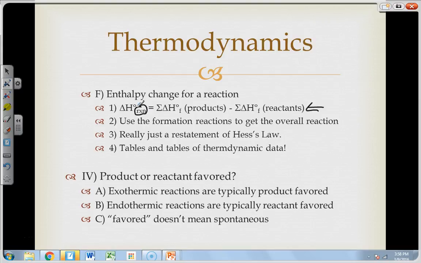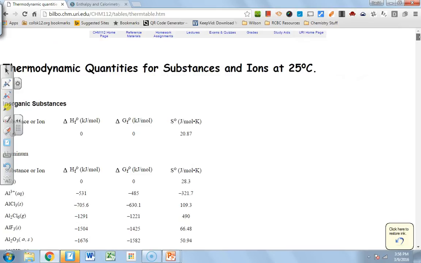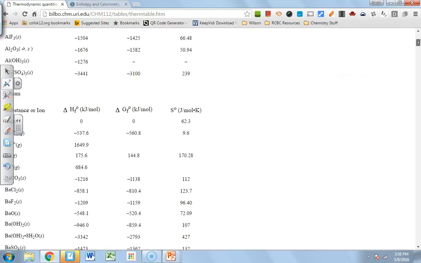A lot of times we will use the formation reactions to get the delta H of formation of all of this stuff. Because of what a formation reaction is, sometimes we can just go to tables and get that thermodynamic data. So let me show you what we can get here. Here is a table. I just went to this website, chem.uri.edu. I like Bilbo Baggins, so that's good.